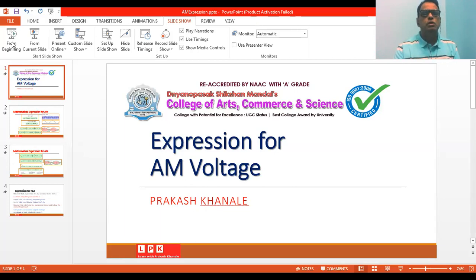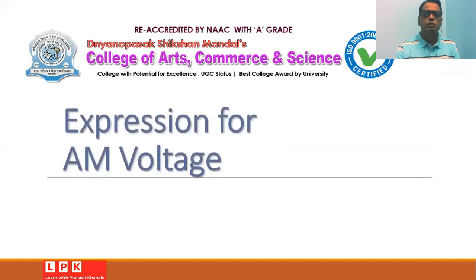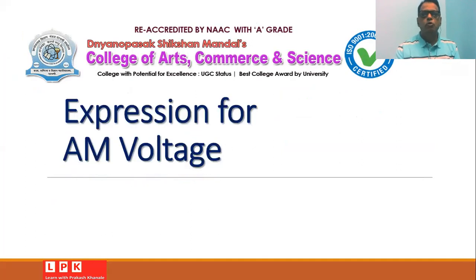In this session, we'll be discussing how to obtain the expression for the AM voltage. We will see the simple steps that we need to carry out in order to obtain the expression for the amplitude modulated voltage. Also, we will see what we can understand from the expression for the amplitude modulated voltage.